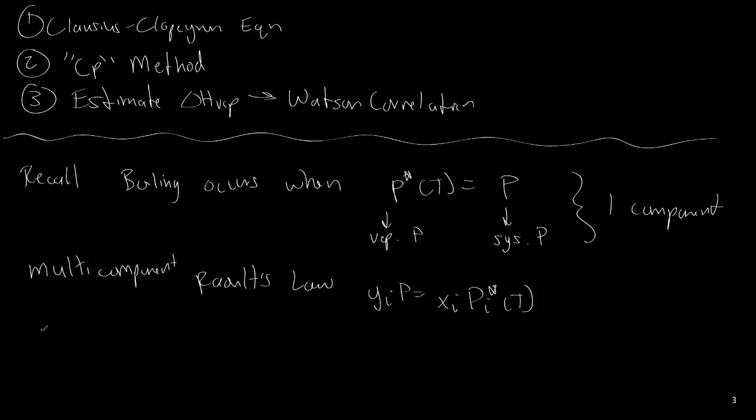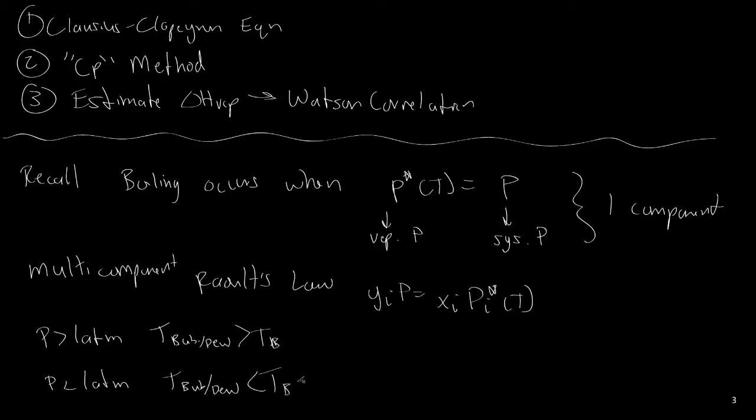So if the pressure is greater than 1 atmosphere, that would mean that the bubble or the dew temperature would have to be greater than the normal boiling point, which we'll call T boil. If the pressure is less than 1 atmosphere, that means the bubble or dew point temperature would be less than T boil, the normal boiling point. So in these circumstances, the pressure influences the temperature, which then influences the delta H of vaporization.